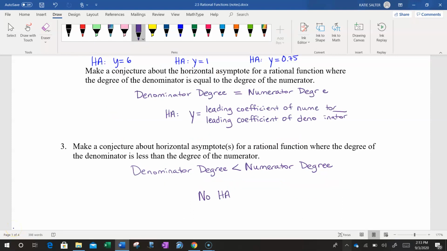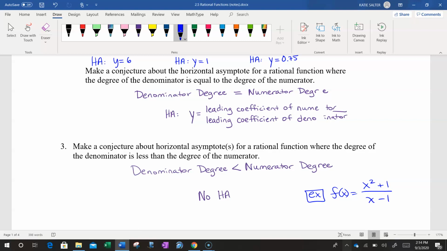All right, so the third situation, what if the numerator degree is higher than the denominator degree? If that happens, there is no horizontal asymptote. For example, if we had the function x squared plus 1 divided by x minus 1.